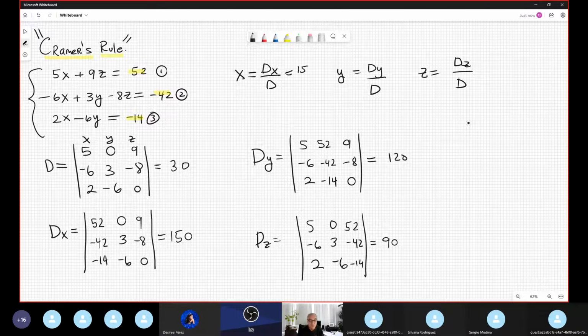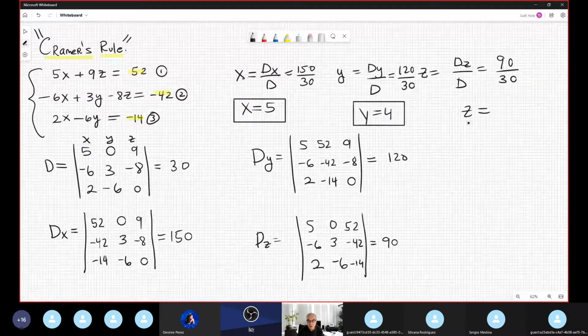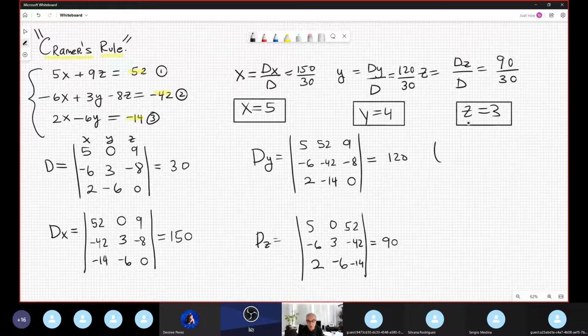Now there is division. 150 divided by 30 is obviously 5. Okay. Now, dy, 120 divided by 30 is 4. Why 4? And this is 90 divided by 30 is 3. Therefore, the solution for this system is the ordered triple 5, 4, 3.